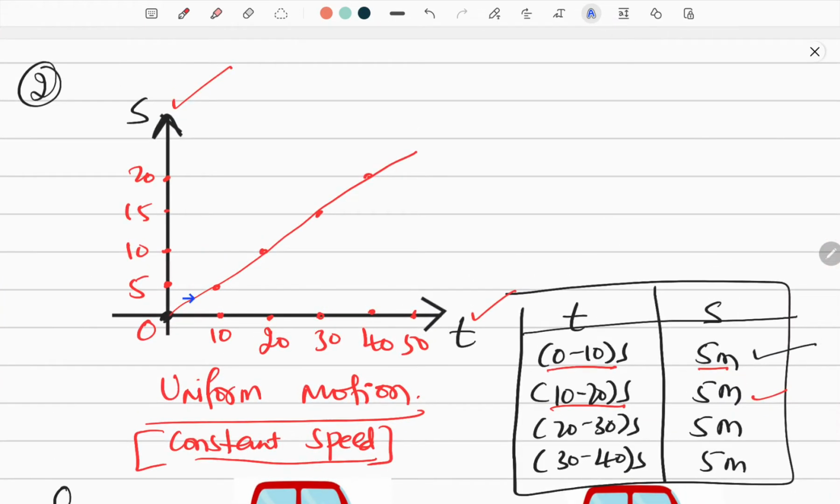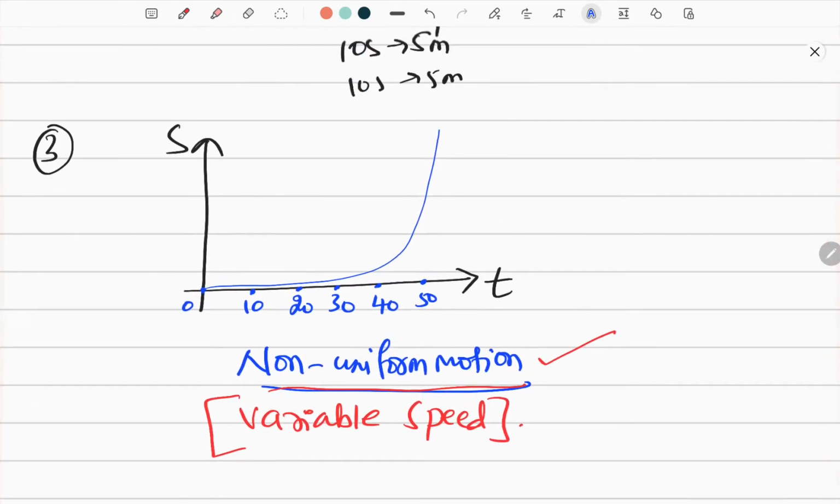But here it is not like that, everywhere the speed is the same, constant. Displacement is 5 meters in every 10 seconds. Don't you think it is uniform motion, and definitely the speed must be constant? I hope it is clear. So here, non-uniform motion means variable speed.